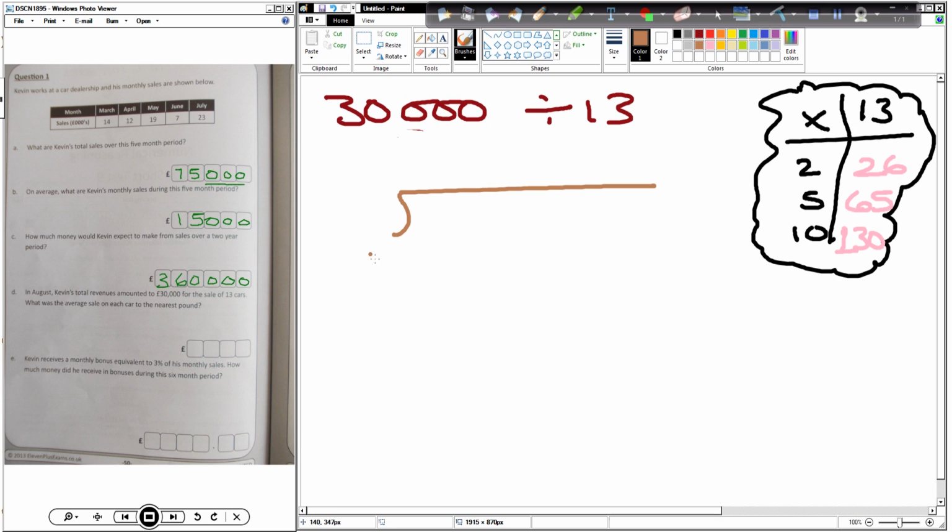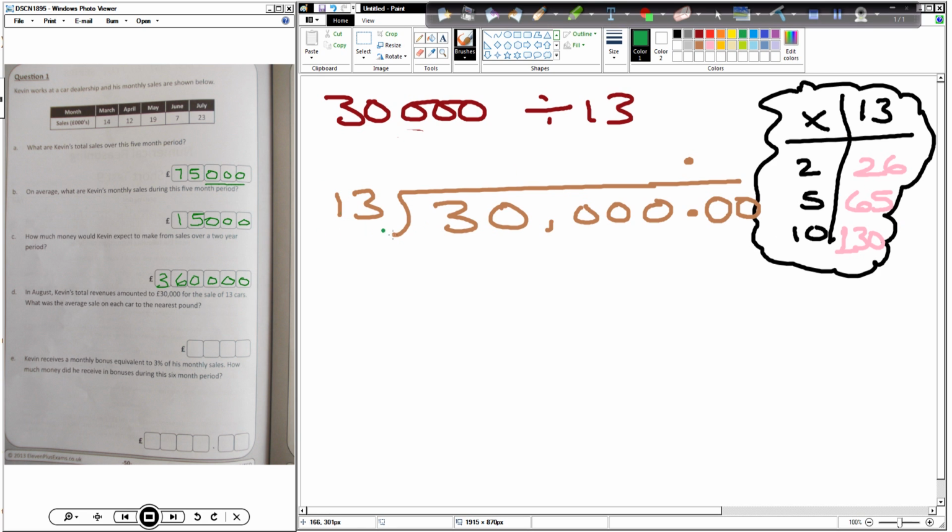So, Iman. The 30,000 goes inside the bus stop. And most likely in this question, we're going to have a remainder, so we're going to put a decimal point. Let's see how that goes. The 13 goes here. I always say this is like an X. 13 goes at the front, 30,000 goes over here. We're going to use this to help us work it out.